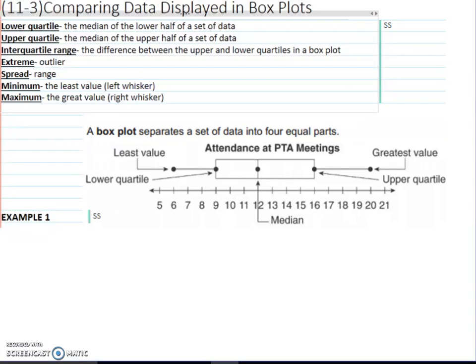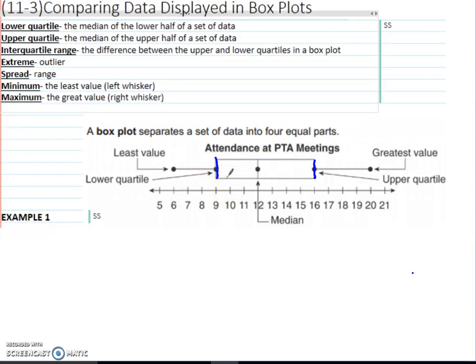Comparing data displayed in box plots, the lower quartile is here. This is the median of the lower set of the data. The upper quartile is the median of the upper set of the data. The interquartile range is the upper quartile minus the lower quartile.